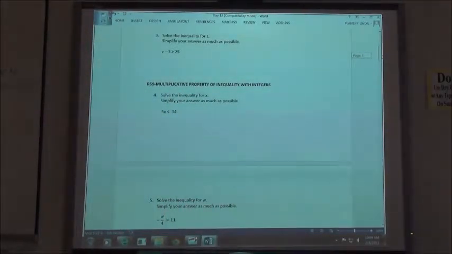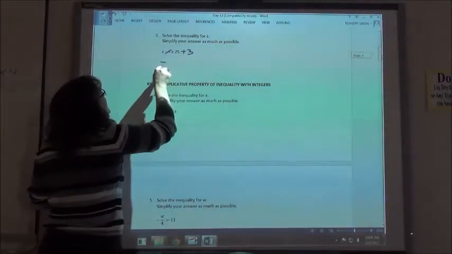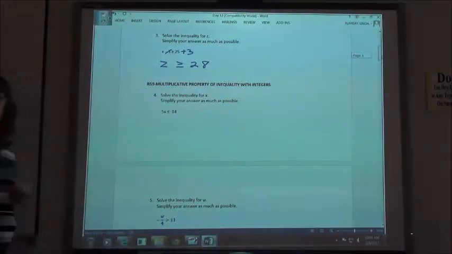Number 3, solving that for z, we would add 3, and so z is greater than or equal to 28, right?